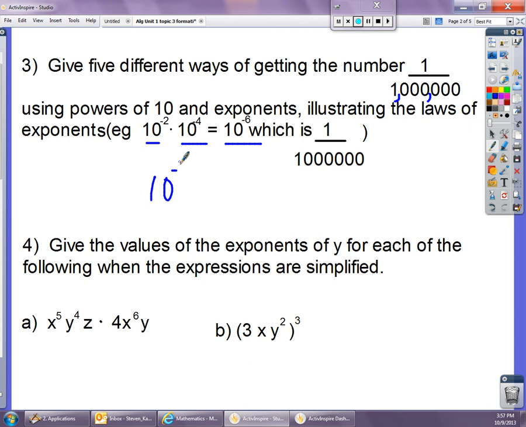I can just have 10 to the negative 6 in the very beginning. I can do a division problem. So I have to somehow get to 10 to the negative 6. So I can do 10 to the second divided by 10 to the, because you're going to do 2 minus what number will get you negative 6? 8. So if you divided these two numbers, you would get 10 to the negative 6, which would equal 1 over 1 million.